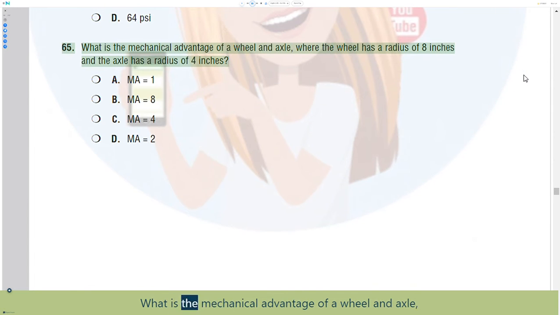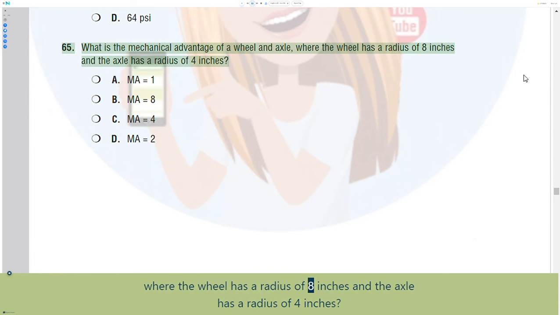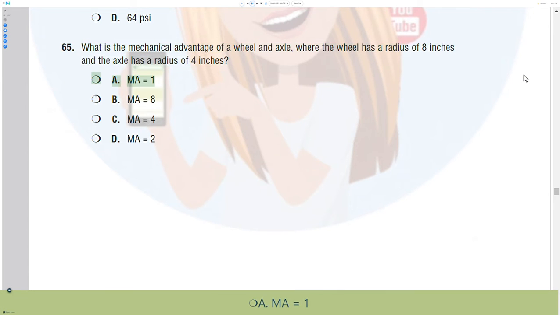65. What is the mechanical advantage of a wheel and axle, where the wheel has a radius of 8 inches, and the axle has a radius of 4 inches? A. Ma equals 1. B. Ma equals 8. C. Ma equals 4. D. Ma equals 2.